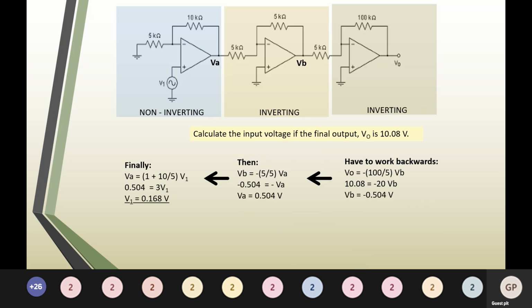Fine. Now we'll do one more problem. Note down the question. You can see a cascaded circuit is there, and we need to find the input where the output is given. It's a very tricky question. Normally they will give the input and ask us to calculate the output. Now in this case, the output is given, and we are supposed to find the input.